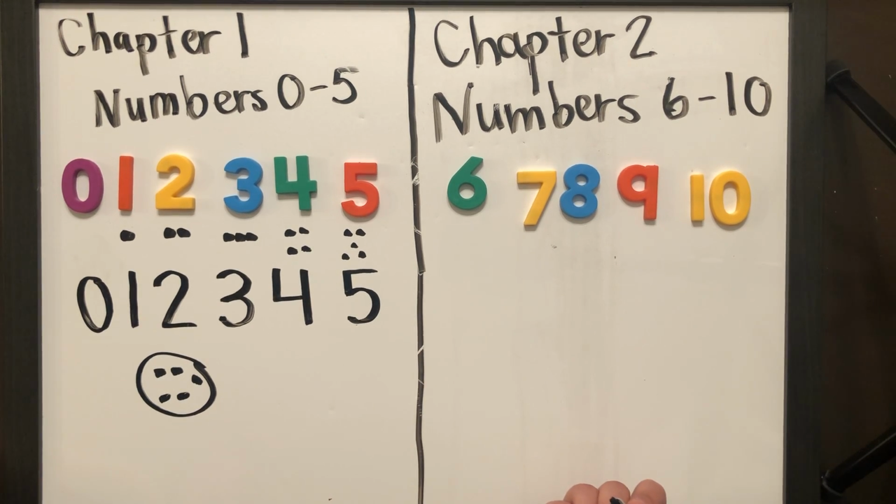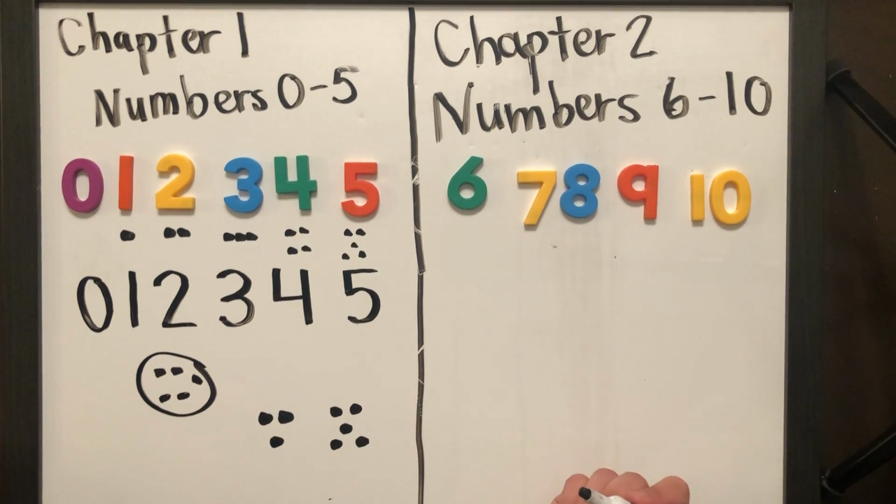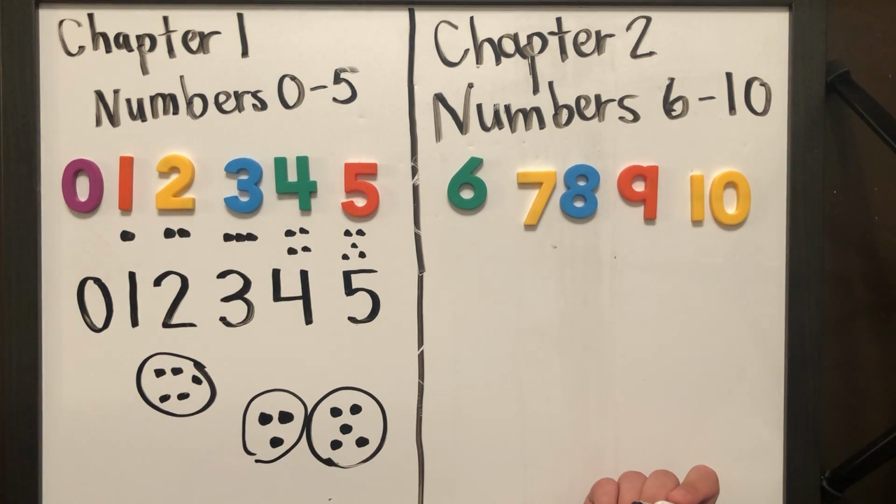We also talked about which groups have less and which groups have more. So if I have a group of 3 dots here, and I have a group of 5 dots here, which group has less? Our group of 3. Which group has more? Our group of 5. Very good. So that was pretty much all of chapter 1.